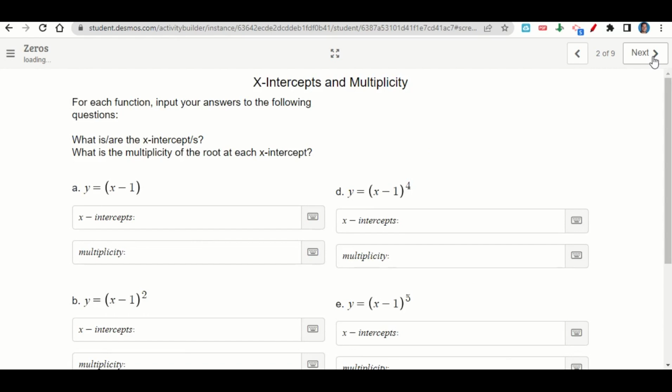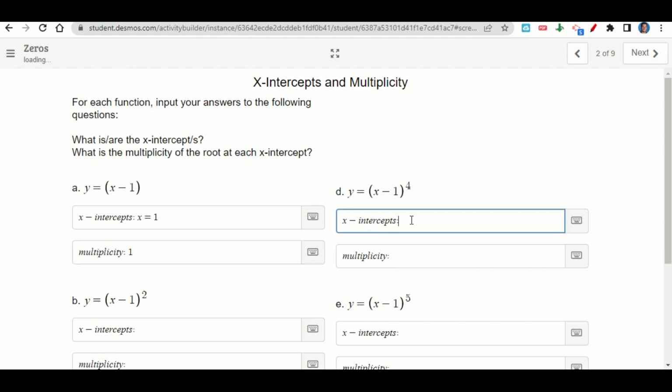Now, here it asks, what are the x-intercepts and what is the multiplicity at that x-intercept? So to find the x-intercept, that means y is equal to 0. So if we make this 0 and then solve, we'd have to add 1 to both sides, and we get x is equal to 1. So the x-intercept is at x equals 1. So that would be our x-intercept. And what is the multiplicity? Well, we can see this has an exponent, an imaginary exponent of 1. So the multiplicity is 1.